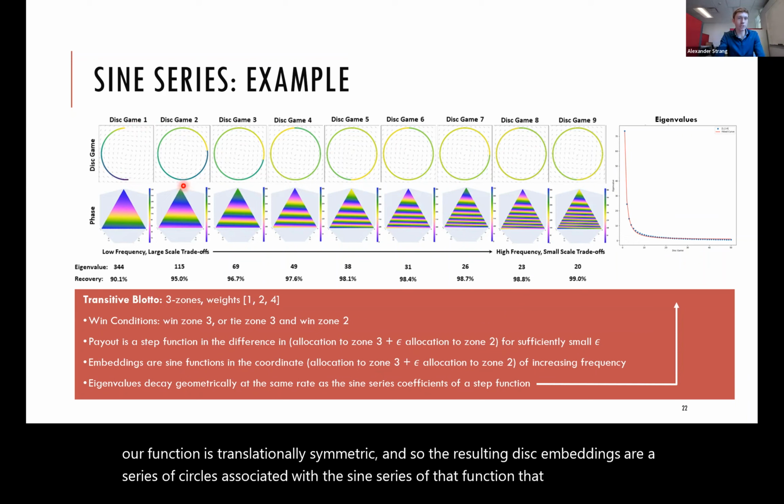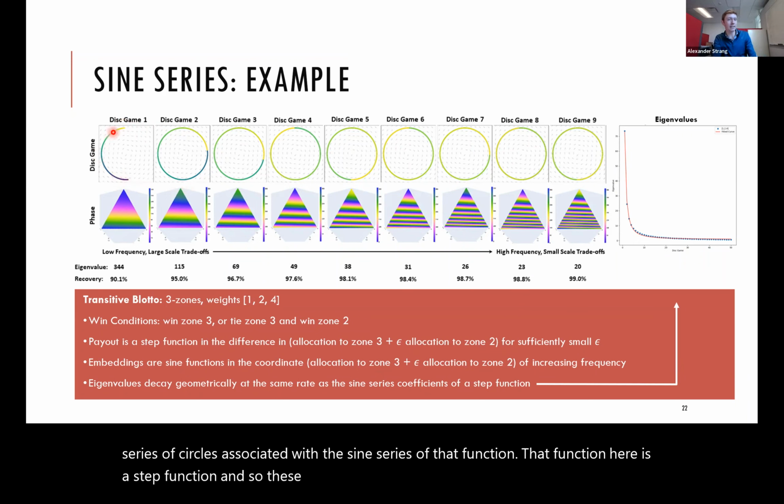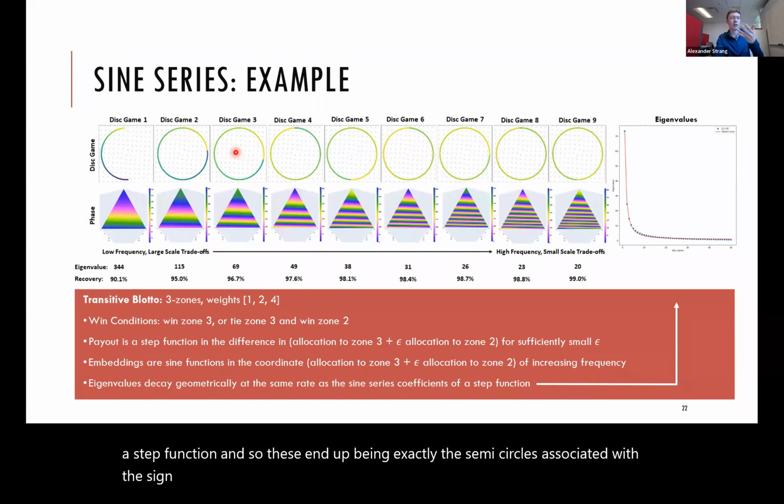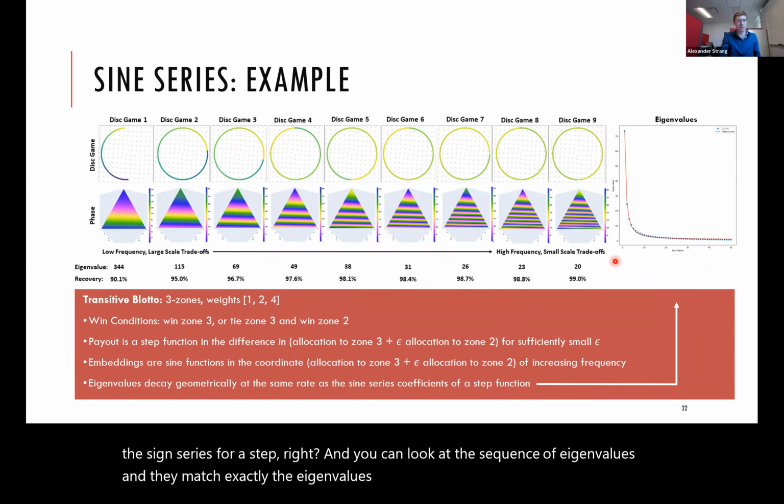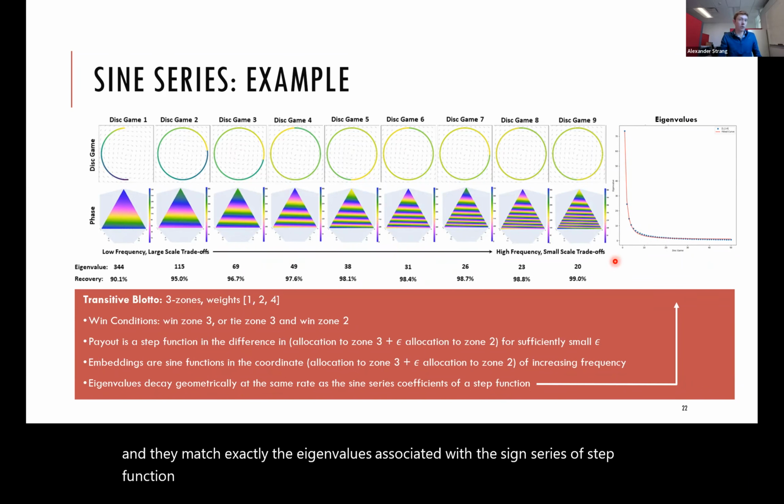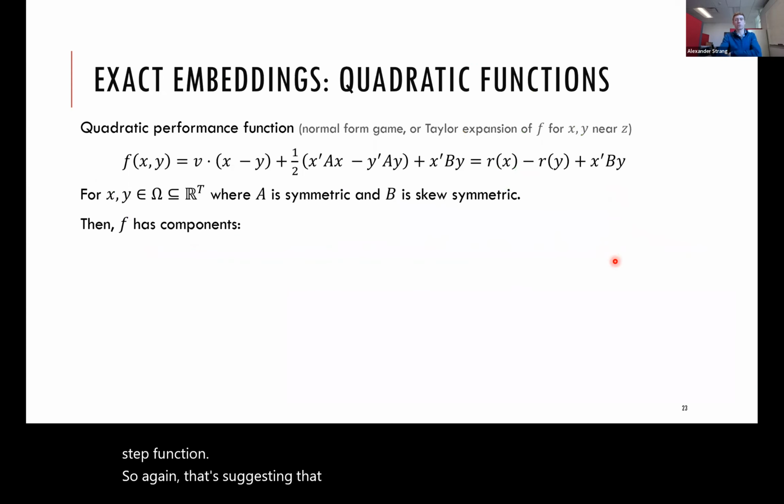That function here is a step function. And so these end up being exactly the semicircles associated with the sine series for a step, right? And you can look at the sequence of eigenvalues and they match exactly the eigenvalues associated with the sine series of a step function. Okay, so again, that's suggesting that there's a deeper functional theory here.